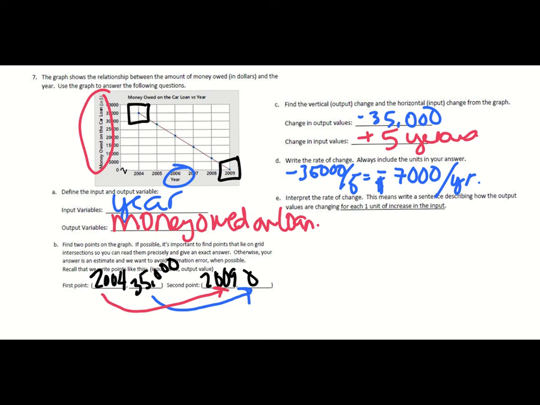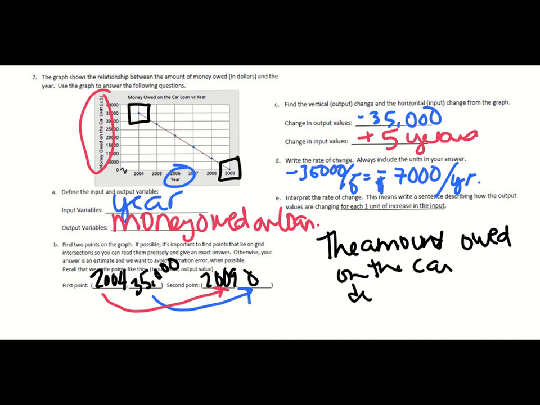So it says interpret your rate of change. When I want to interpret the rate of change, I'm going to write this as a sentence. Basically, the amount owed, or not owed, I can't even read my own handwriting. The amount owed on the car decreases by $7,000 per year.